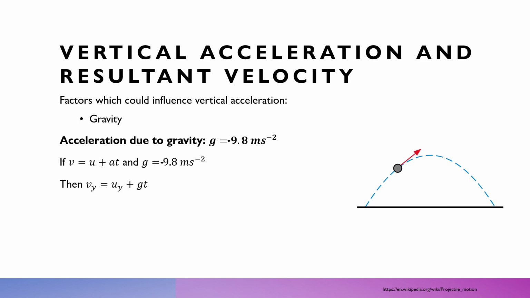So when applying this to our v equals u plus at formula, we know that the acceleration due to gravity, negative 9.8 meters per second squared, can be written as g. We can rewrite the v equals u plus at formula in terms of the y-axis by writing vy equals uy plus gt.